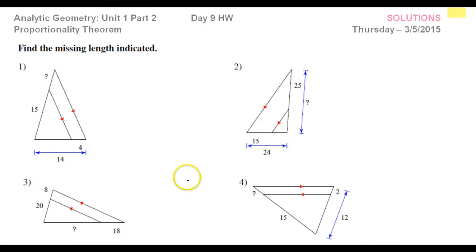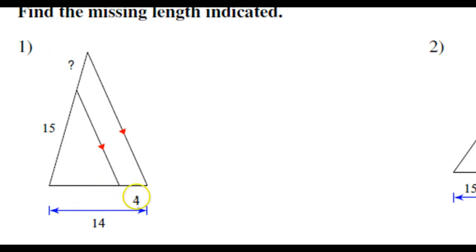In this video, we will continue practicing our proportionality theorem, which is also known as the side splitter theorem, problems like these to find unknowns. For problem number 1, it will be good to use the side splitter theorem because this piece right here that we're trying to find is not a triangle side. It's just a piece.